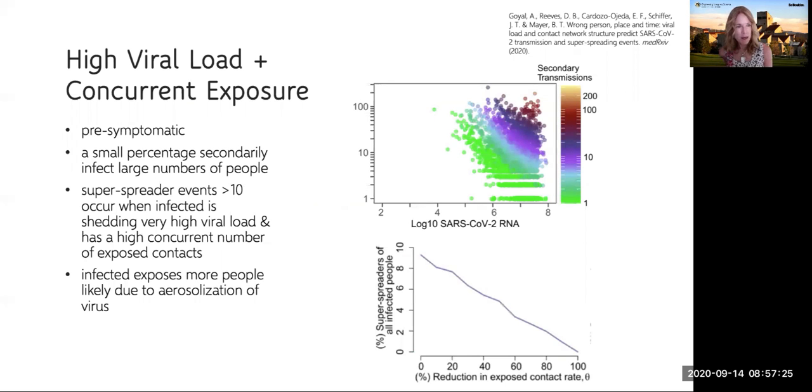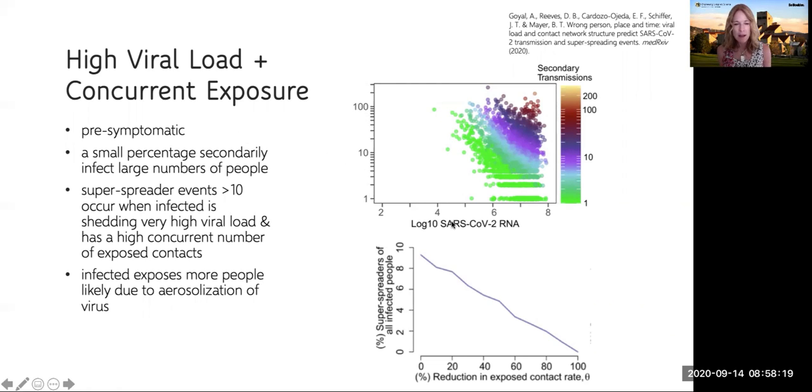And the final comment that I want to make was from this analysis by Goyal et al., a really interesting modeling study that showed that most transmissions, as we are realizing, are pre-symptomatic, and most infected people do not transmit the virus to anybody, but a small percentage secondarily infect large numbers of people. These super spreading events with 10 or more cases of secondary infections occur when the infected person is briefly shedding at a very high viral load, and then also has a high concurrent number of exposed contacts. This person infected with SARS-CoV-2 exposes more people within equivalent physical contact networks than a person infected with influenza, according to this analysis. And that is likely due to the significant aerosolization of the virus.